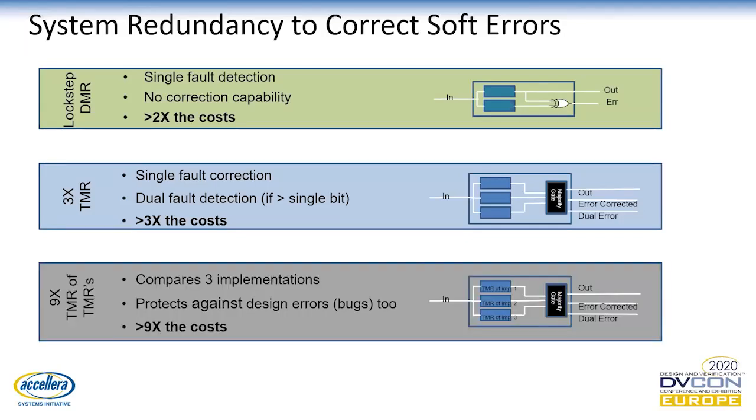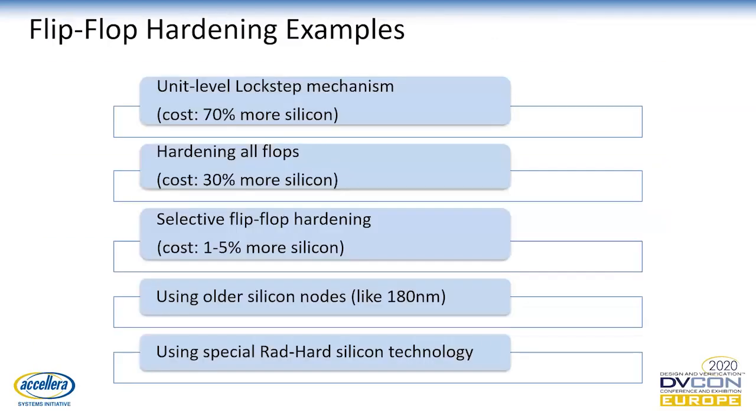TMR of TMRs, 3 implementations, and it can also protect against design bugs too. 9x of the cost. So they are very expensive designs. So you can go with a single flip-flop, and you can also do the system redundancy, but they are very expensive. Let's look at the flip-flop hardening alone, right?